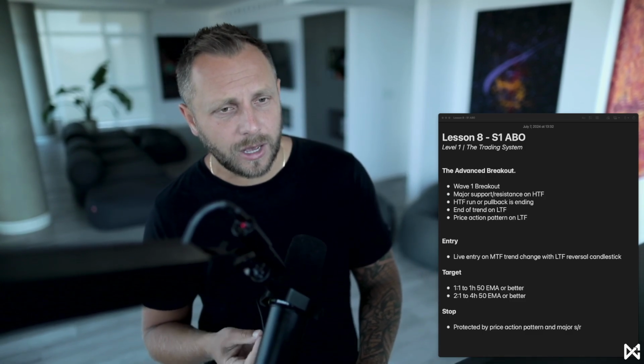And now you're trying to capture the move. So that's kind of like the idea part of it. Now, how does this look before we dive into the entry, target, and stop loss? What does that look like? Well, let's have a look quickly at an example, which is the example that we're going to be working with for this lesson.